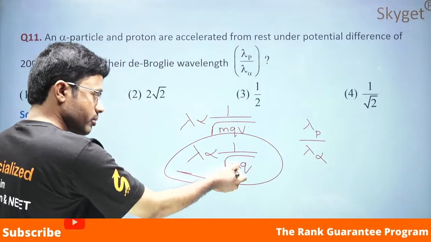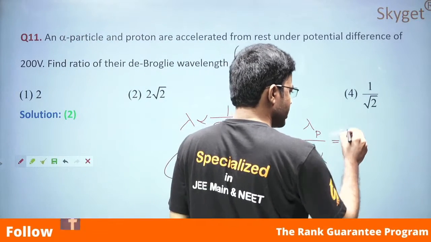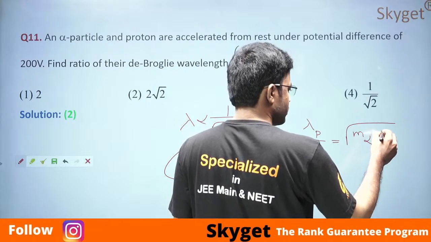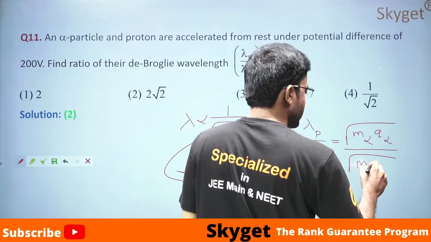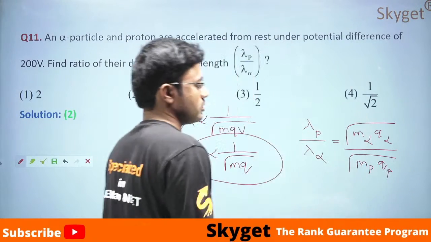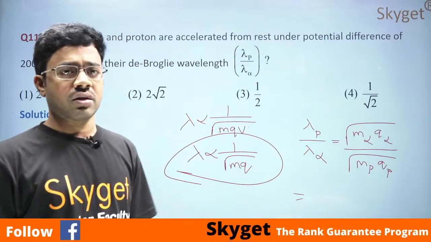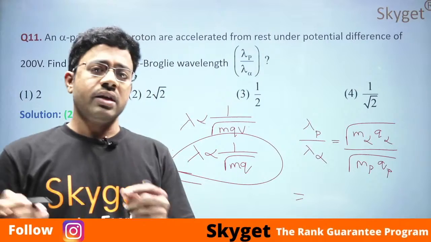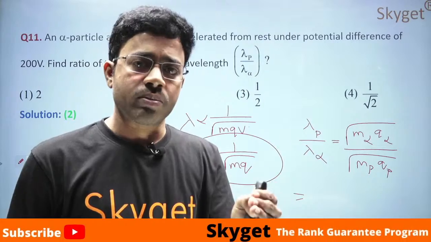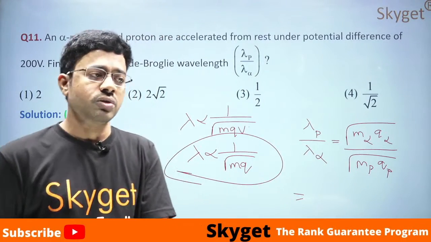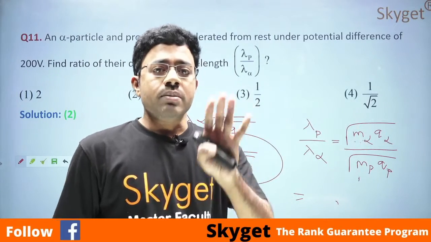Lambda is inversely proportional to both the mass and the charge. That is, it becomes equal to root of mass of the alpha particle into charge of the alpha particle by mass of the proton into charge of the proton. Now what is the mass of proton and what is the mass of the alpha particle? Obviously you know that an alpha particle contains 2 protons and 2 neutrons, where you consider the mass of the proton to be approximately equal to the mass of a neutron. Then you can consider the mass of the alpha particle to be 4 times the mass of a proton.